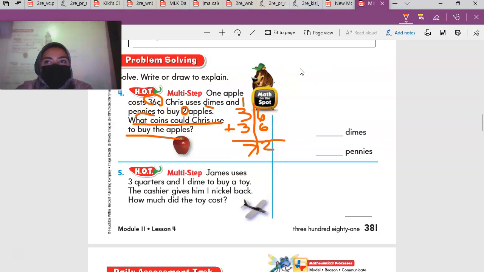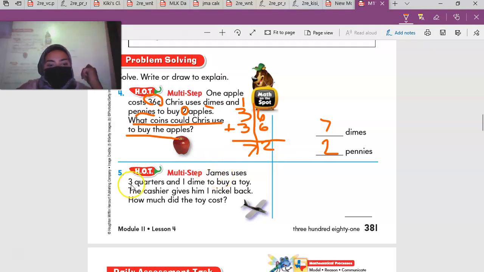How many dimes does he need to make 70 cents? 7 dimes, because each dime is 10 cents, and 10 times 7 is 70. 10, 20, 30, 40, 50, 60, 70. So he could use 7 dimes. And how many pennies does he need? He needs 2 pennies to make 72. So he could have used 7 dimes and 2 pennies. That was super easy. Let's go on to the next one.